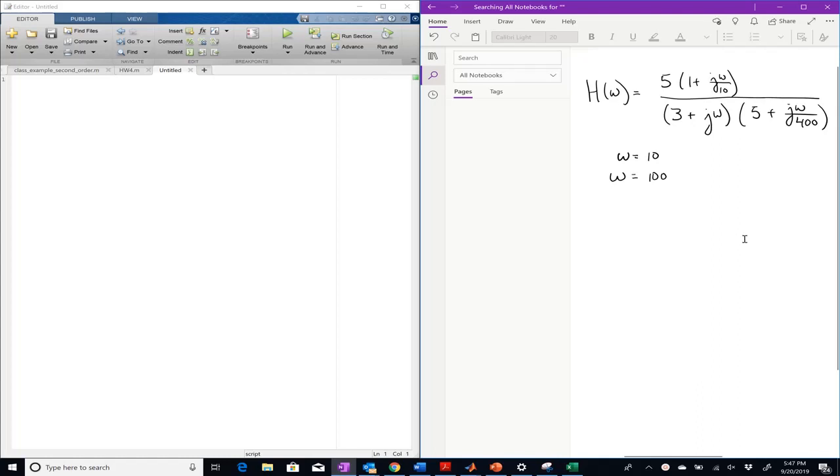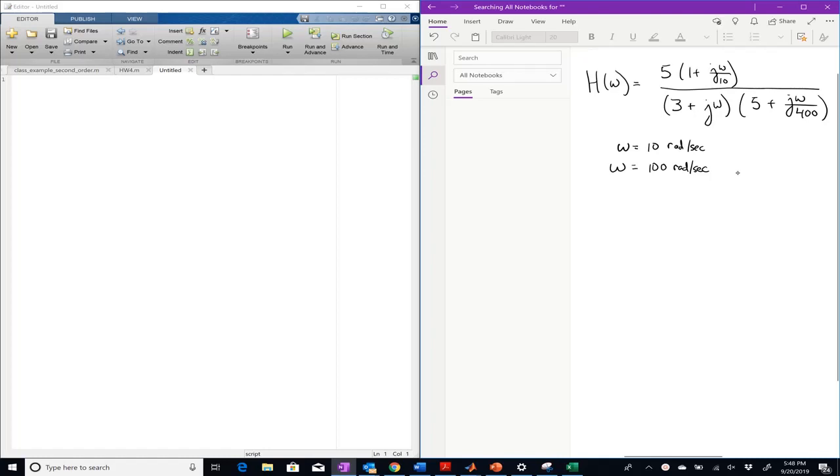Okay, let's say you're given a problem like the one I've got here. So some kind of a complex function, H of omega equals 5 times (1 plus j omega over 10) divided by (3 plus j omega) times (5 plus j omega over 400). And I've asked you to compute it at two different frequencies. So in this case, omega equals 10 radians per second, and omega equal to 100 radians per second. Okay, those are the two things that I've asked you to do.